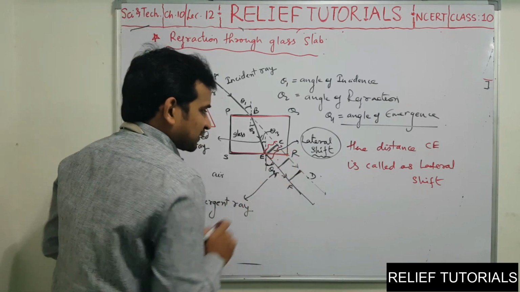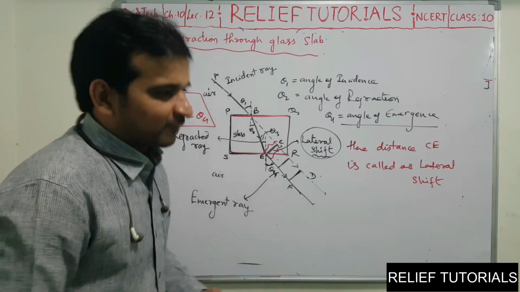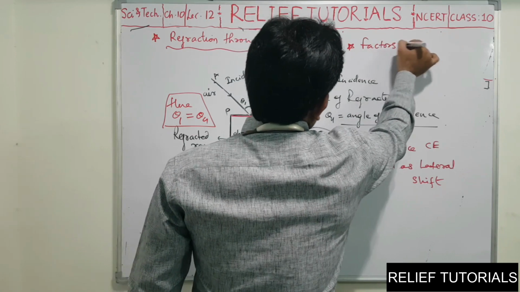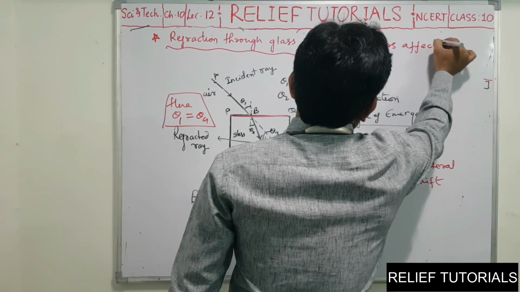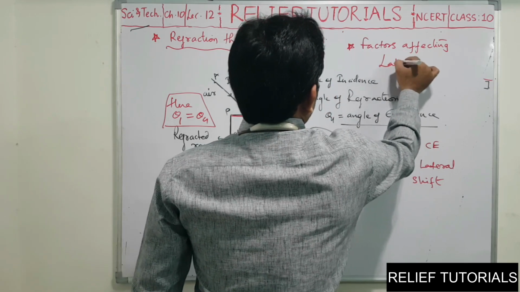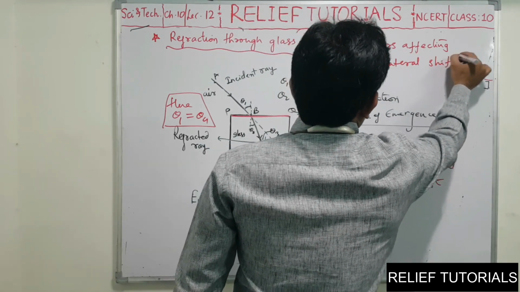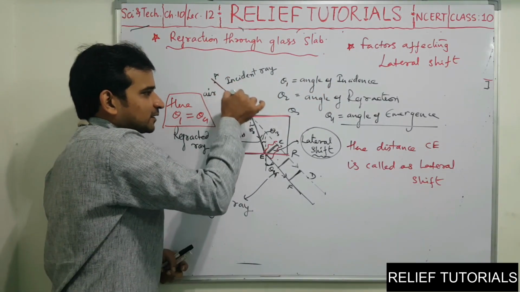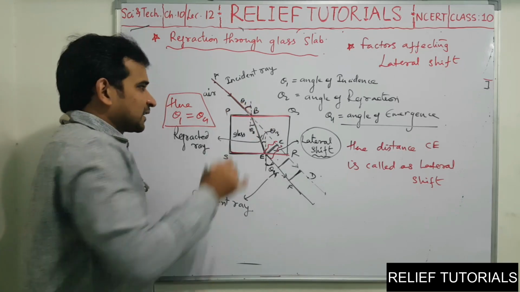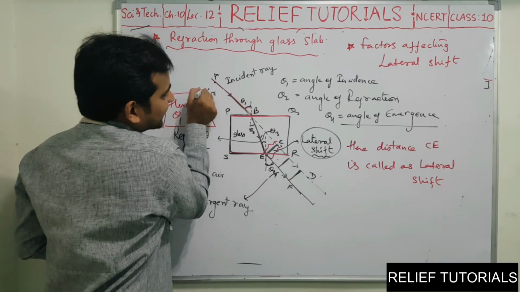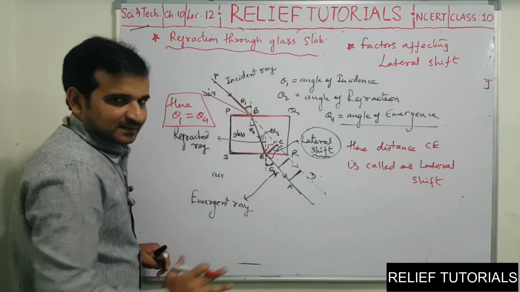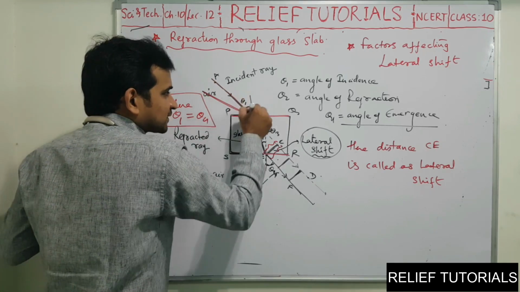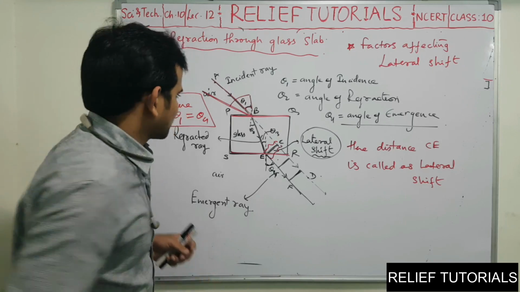Now, by how much the ray will be shifted depends on many factors. So the topic is factors affecting lateral shift. The first factor: consider this is ray AB, this is the angle of incidence. Imagine the ray is more oblique like this. Same glass slab, same air and glass medium, but the ray has a larger angle of incidence than the previous. Then what would happen?